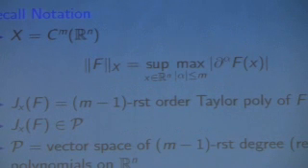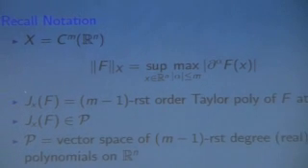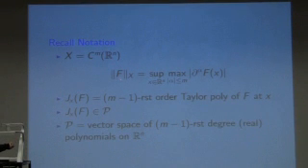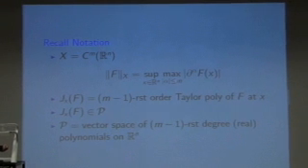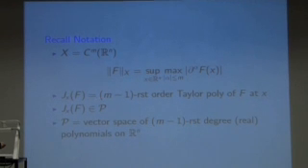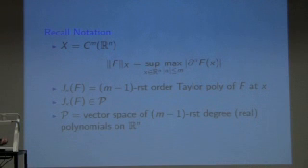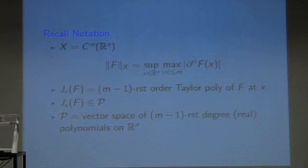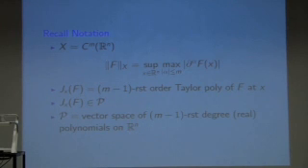All right, let's remember yet again the notation. So X is now Cm of Rn, M and N are fixed. Here's the norm, yet again the Cm norm. Today, the jet of a function at X is the M minus first order Taylor polynomial of f at X. So it belongs to script P. Script P is the vector space of M minus first degree polynomials on Rn. Isn't this wonderfully clear? Thank you again, Paul.